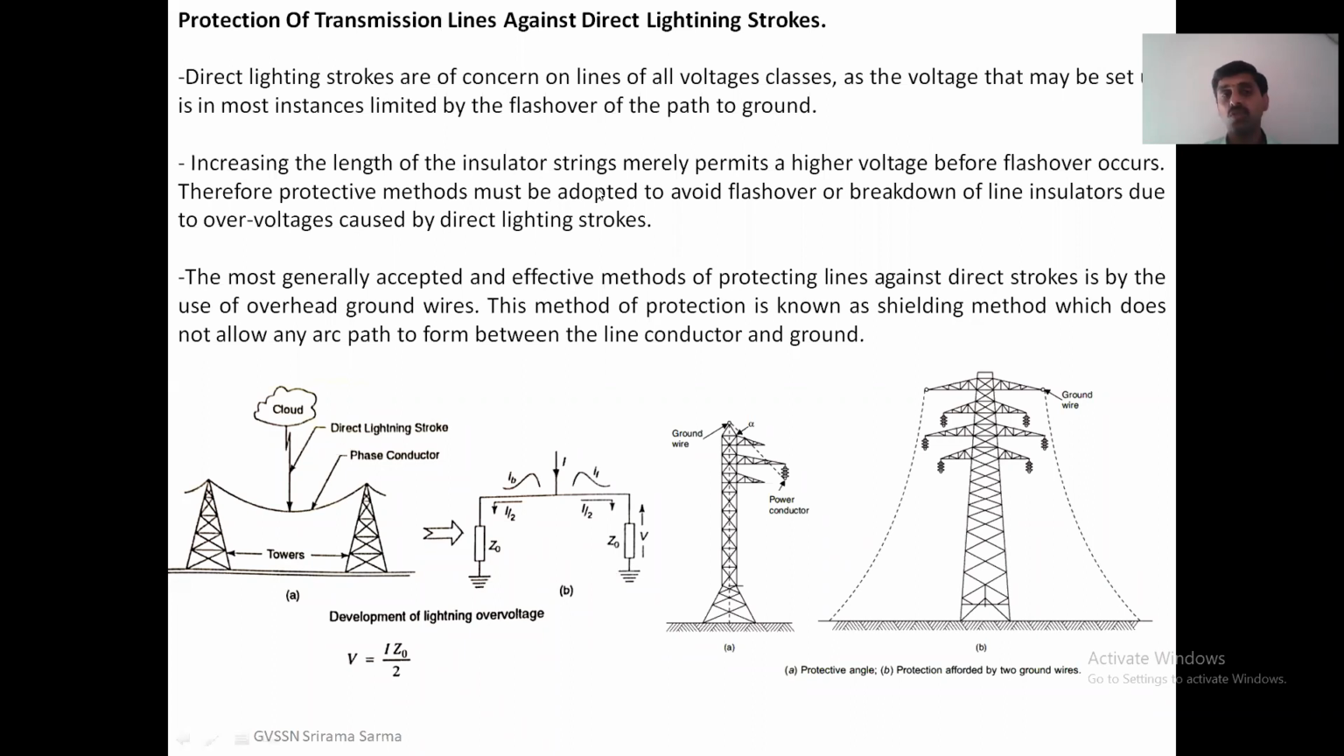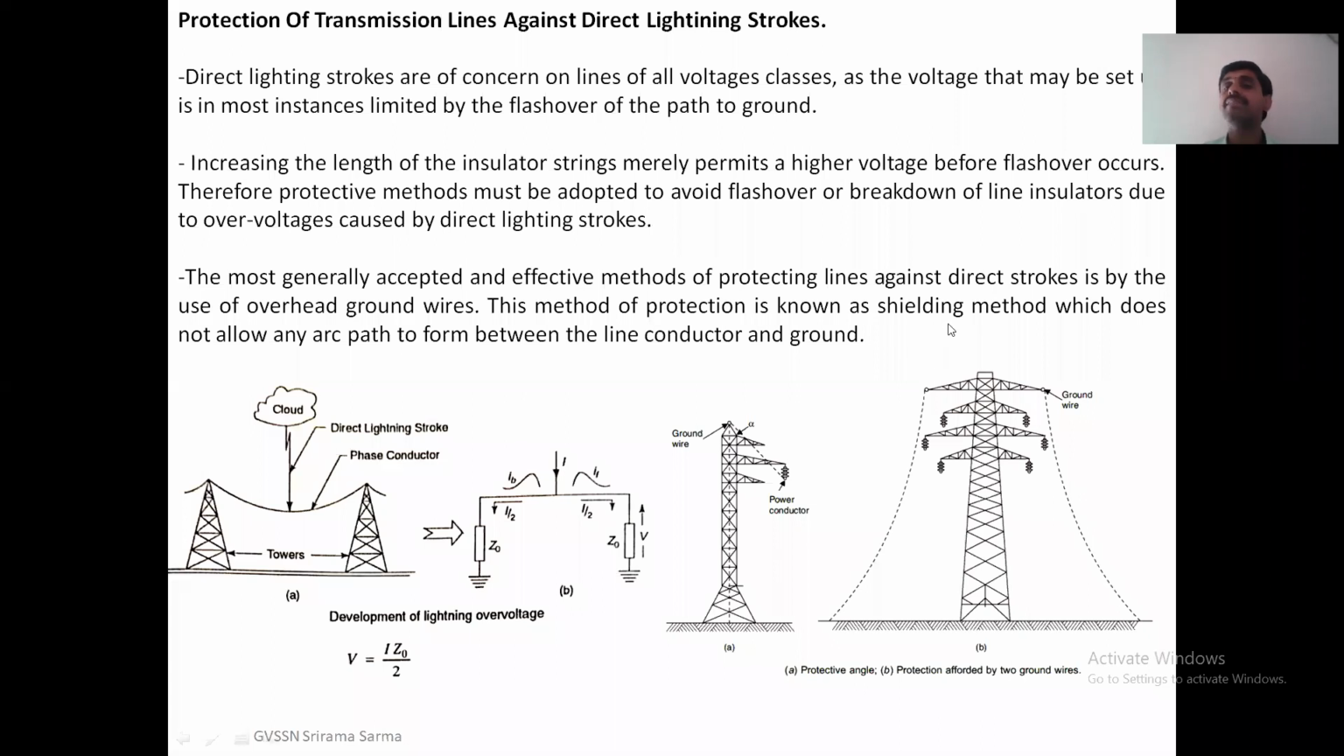Increasing the length of the insulator strings merely permits a higher voltage before flashover occurs. Therefore, protective methods must be adopted to avoid flashover or breakdown of the insulators due to the voltage caused by a lightning stroke. The most generally accepted and effective method of protecting lines against direct strokes is the use of overhead ground wires. Overhead ground wires are used for protecting the transmission lines. This method of protection is known as the shielding method.